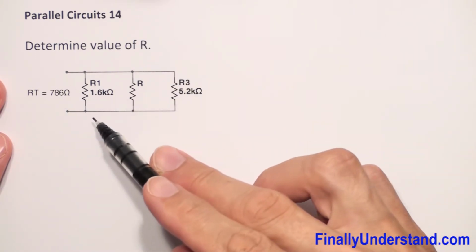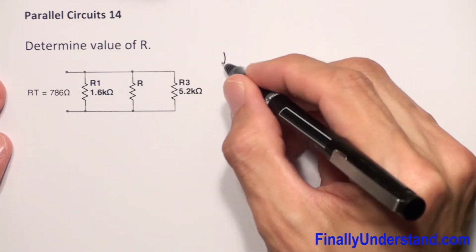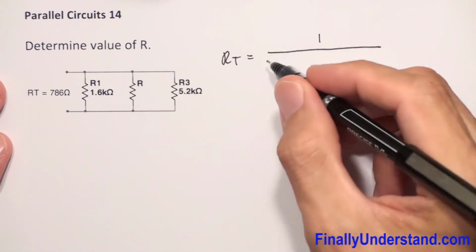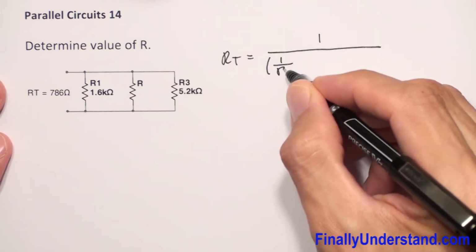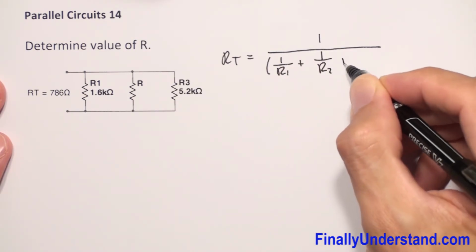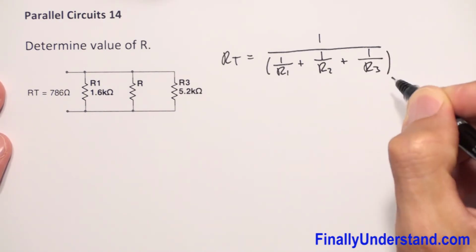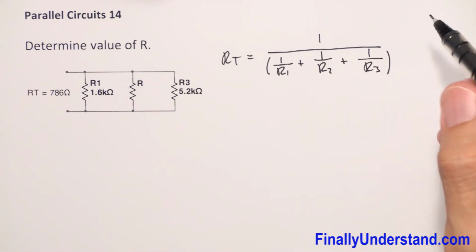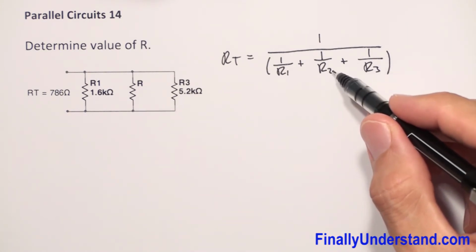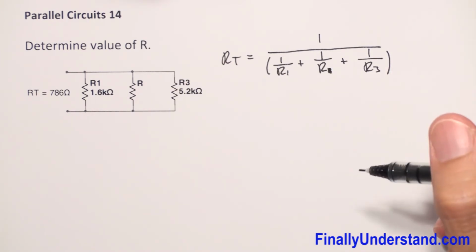We have three resistors, okay, more than two. That's why I'm going to use the following formula. R total is equal 1 over, and I have 1 over R1 plus 1 over R2 plus 1 over R3. Okay, in order to find value of R, I'm supposed to keep in mind that my R2 is simply my R. Okay, I'm supposed to keep this R.